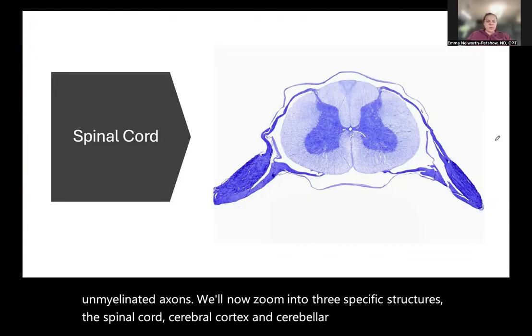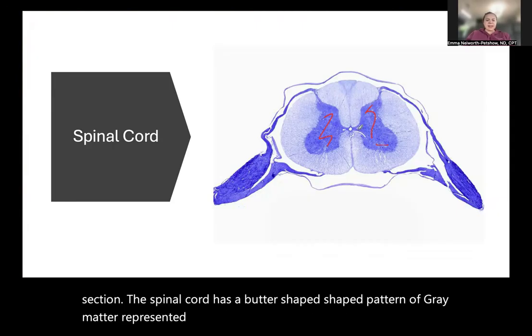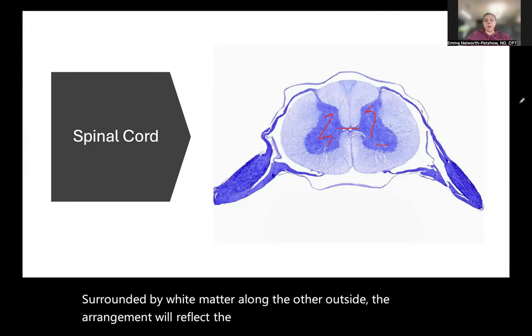In cross section, the spinal cord has a butterfly-shaped pattern of gray matter, represented here as the darker blue, and this kind of H connecting the two, surrounded by white matter along the outside. The arrangement reflects the functional organization of both motor and sensory pathways.